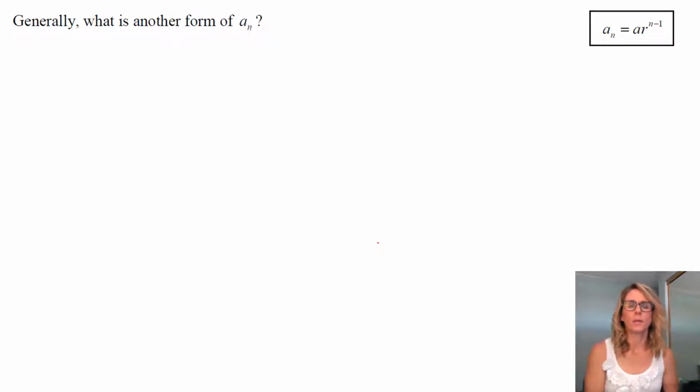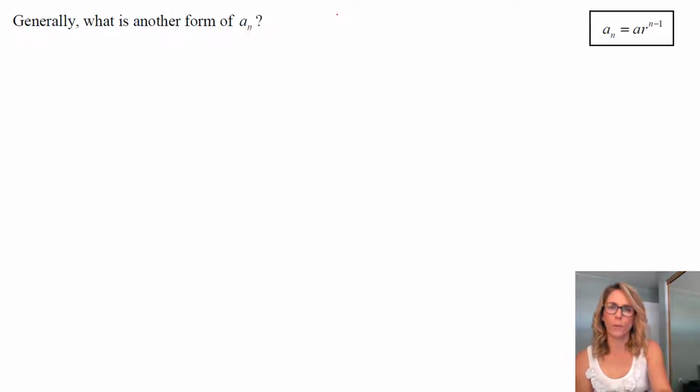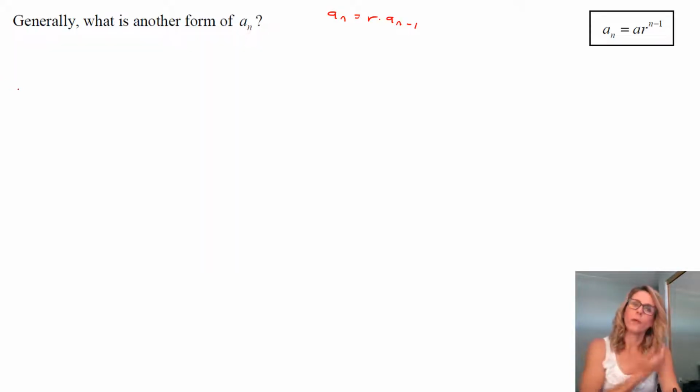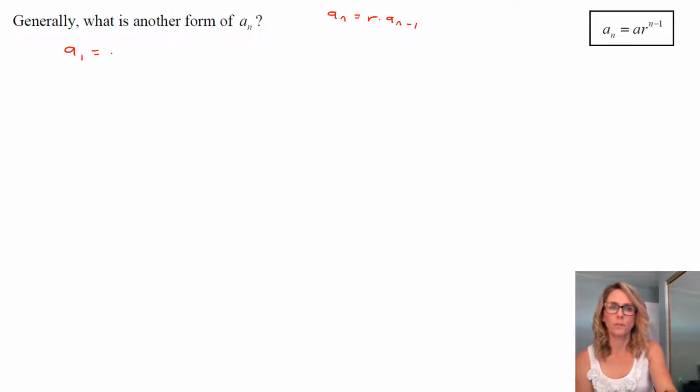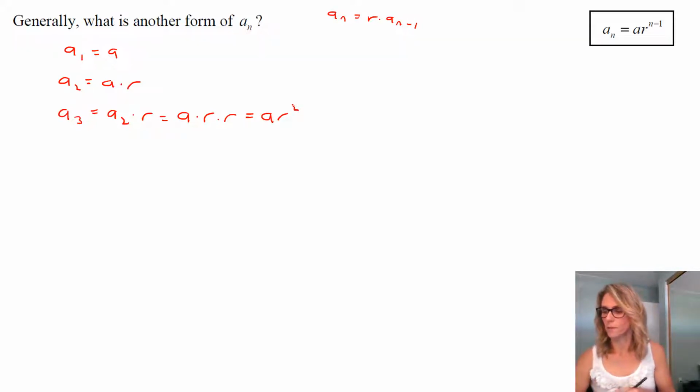Okay, now thinking about another way to write a sub n. So right now we have that a sub n is r times a sub n minus 1. If we were to start with a sub 1, that is just a, remember that. So a sub 2 is just that a times r. A sub 3 is just a sub 2 times r, which is a times r times another r, or a r squared. So I've kind of already written this above. This is just having it written out here to get that general form.